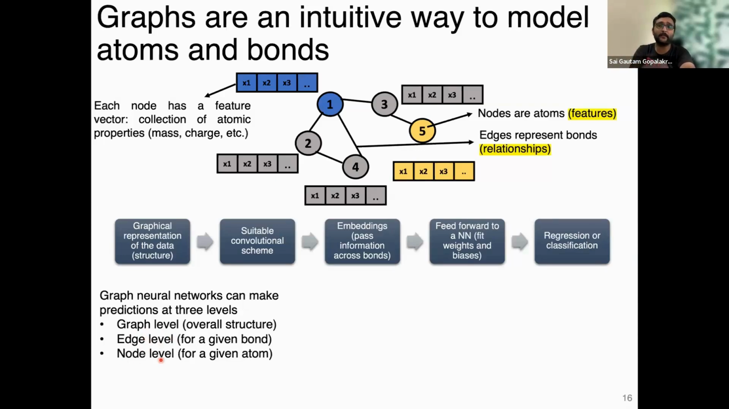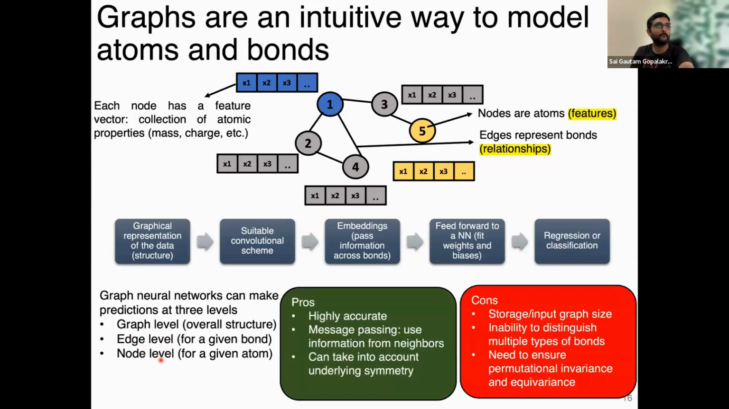They can also make predictions at a node level. So node level can be something like vacancy formation energy, right? Defect formation energy, and so on. So graph networks are quite versatile in that sense.